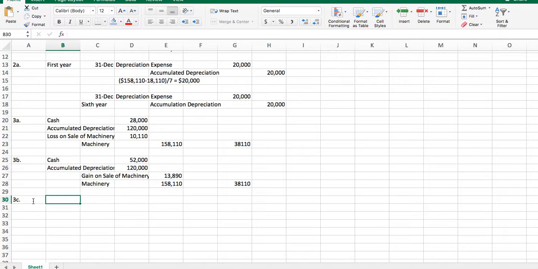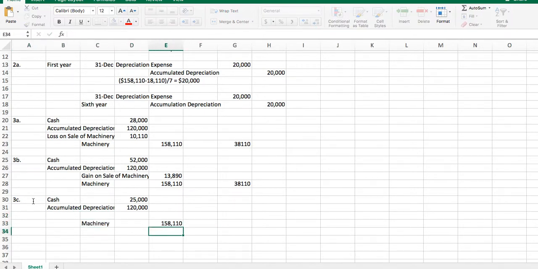In scenario C, it says it's destroyed in a fire and the insurance company pays $25,000 cash to settle the loss. So again, you have cash, $25,000. We don't have the machine anymore, so we have the accumulated depreciation coming off of the books, $120,000. The machinery comes off the books, so we decrease that, $158,110. And the difference then is called a loss on fire, if there is a difference. And in this case there is, and that's $13,110. So that takes care of problem 8.6b, and next we'll look at 8.7b, and I'll look at that on the next video.